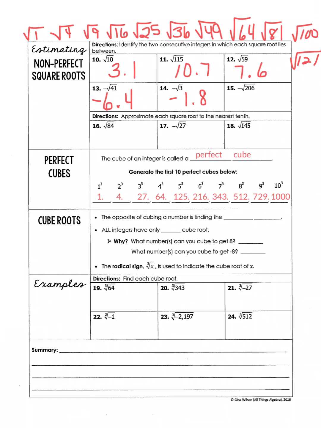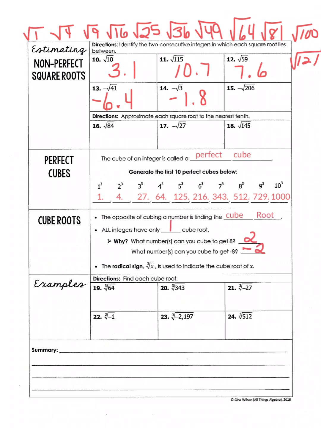I made it a little bit neater. 6 cubed is 216. 7 cubed is 343. 8 cubed is 512. 9 cubed is 729. And 10 cubed is 1,000.